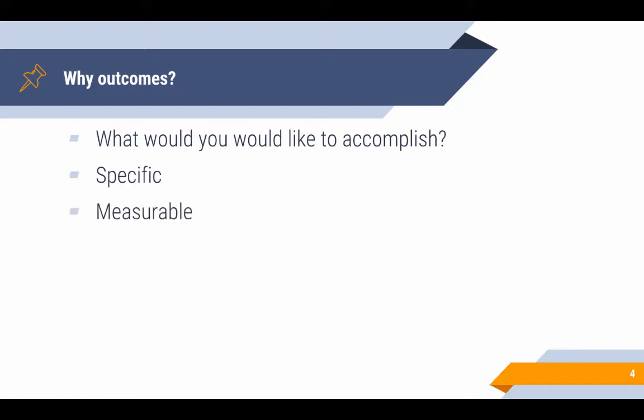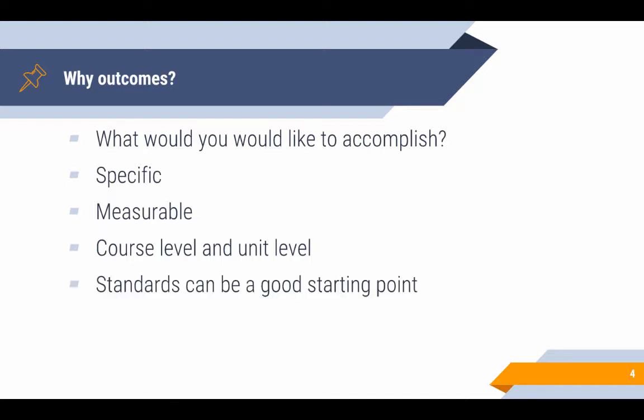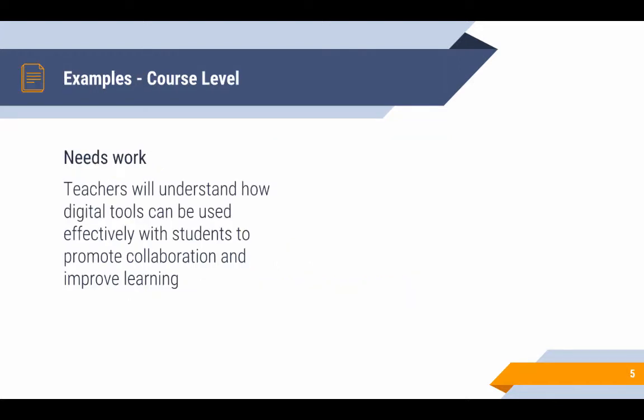It should be measurable. Our outcomes can be course level and they could also be unit level. Our standards can be a good starting point when we're coming up with outcomes or determining our objectives. In the course that I'm going to create in my project, I'm going to use the ADDIE standards for teachers. Teachers will understand how digital tools can be used effectively with students to promote collaboration and improve learning. And again, this is based on one of the ADDIE standards for teachers.